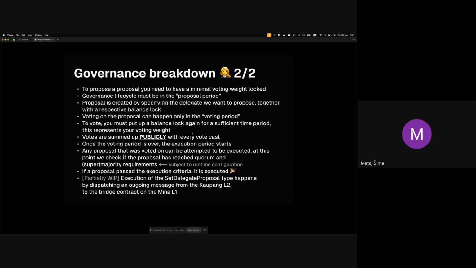So just to recap, there's a proposal period where you can make a proposal. You need to have a sufficient balance to do that. Then there's a voting period where everybody can vote. The yes and no votes are summed up. And then in the execution period, we check quorum and supermajority requirements in order to actually execute the proposal if it's passing. And the result of executing the proposal is just registering an outgoing message from the L2 to the L1, which is then picked up by the rest of the framework as part of our cross-chain messaging architecture.